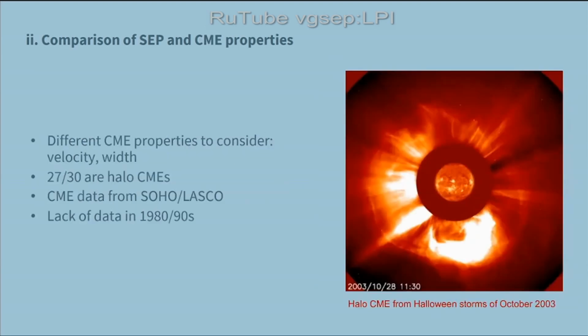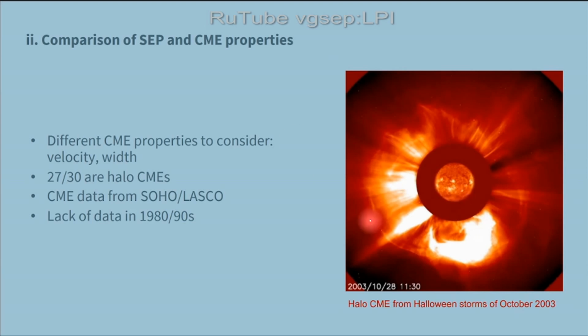So moving on to the SEP and CME properties. We have different things to consider with the CMEs, things like the width as well as the velocity. When we looked at the width, we basically found that they were pretty much all halo CMEs, which is fairly common for GLEs, obviously. You can see here this nice halo CME from the Halloween storms of October 2003. It was a series of very large solar events.